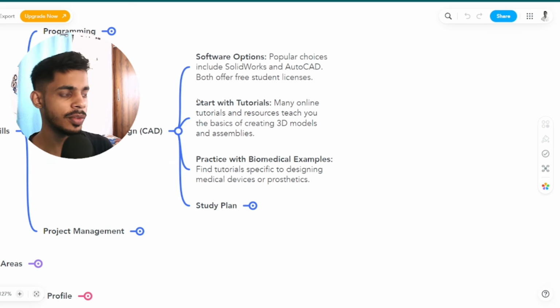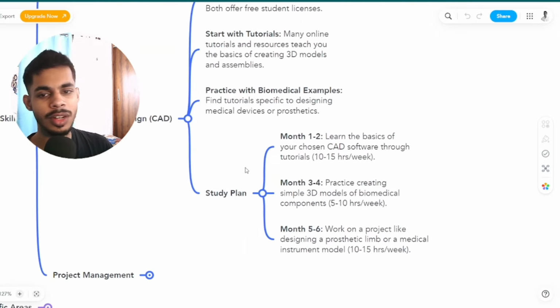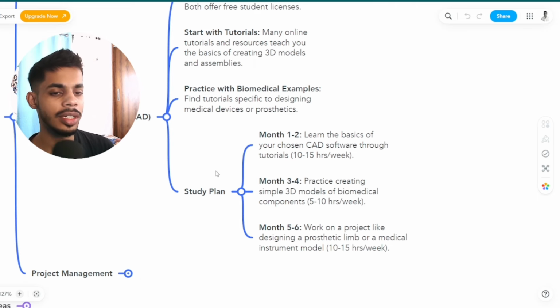So in this, again, we have to focus on doing a proper course on SolidWorks or AutoCAD. Now, if you are in college, you can use your email ID and download the software free of cost, if you don't know that. And then we will be starting with tutorials wherein we will be creating 3D models, and if you have, let's say, a prosthetic, how to design that prosthetic using CAD. And then we will also be practicing with biomedical examples wherein you will be designing specific medical devices, prosthetics and things like that, to brush up your skills and to make sure that you add it on the resume.